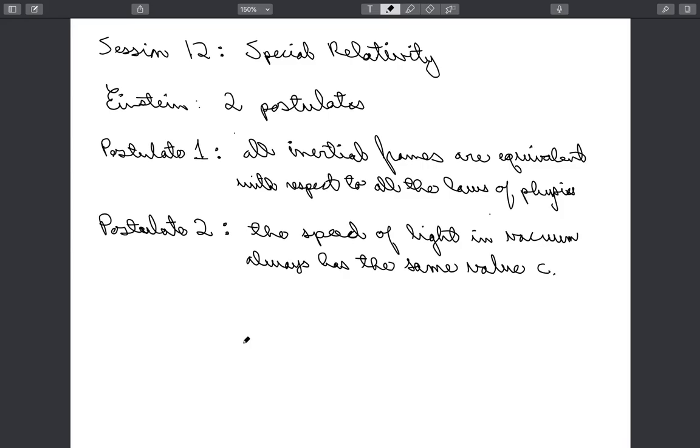So I just want to start with a bit of a revision of things that you've already done in the first year, basic aspects of special relativity that we'll be using as we go along. So quick reminder, what's the idea of special relativity?